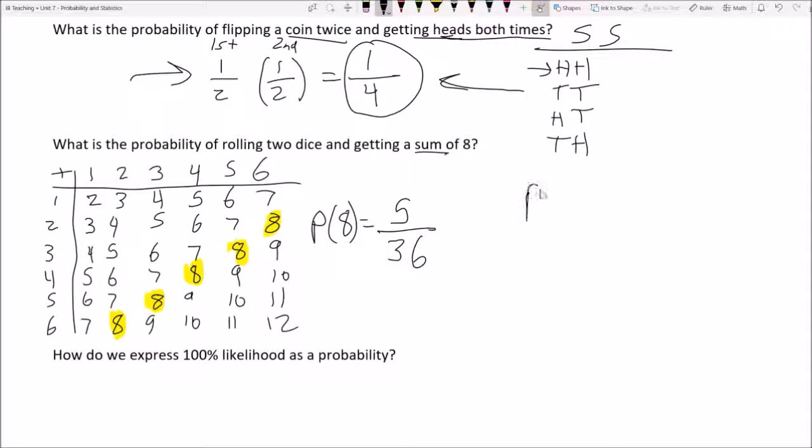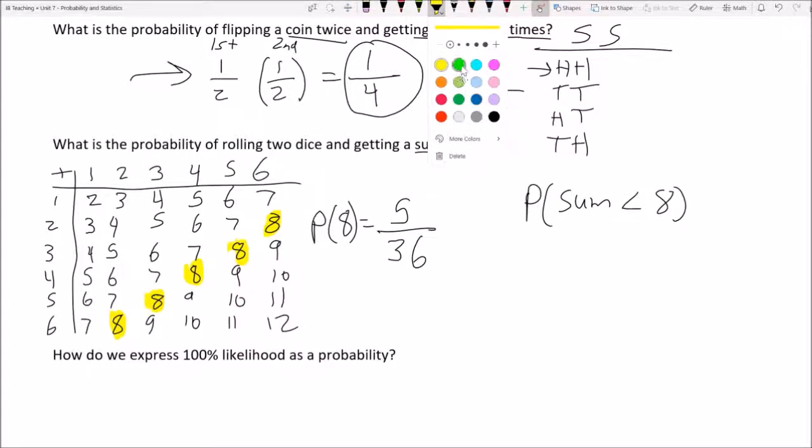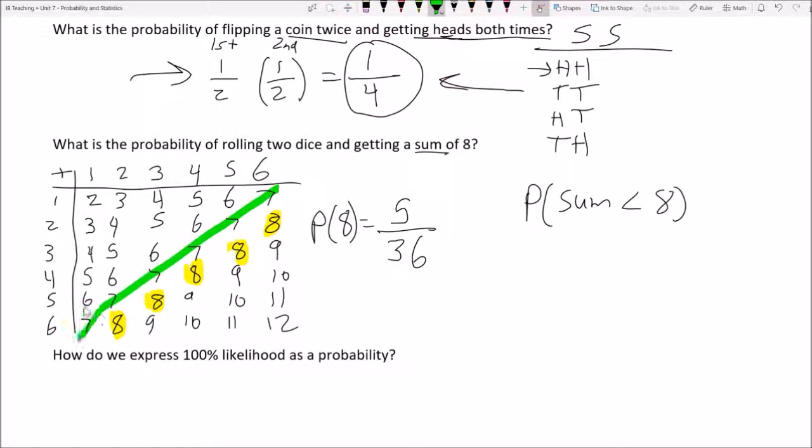Now, what if we asked if the probability that the sum is less than 8? How would that change it? So all we would do is we would identify the numbers in the table that are less than 8. So that would be all of these, and all of these, and all of these, and all of these, and all of these, and that one. So I'm going to add those up. So 1, 2, 3, 4, 5, 6, 7, 8, 9, 10, 11, 12, 13, 14, 15, 16, 17, 18, 19, 20, 21. So we'd say then that is 21 out of the 36 numbers in an array.